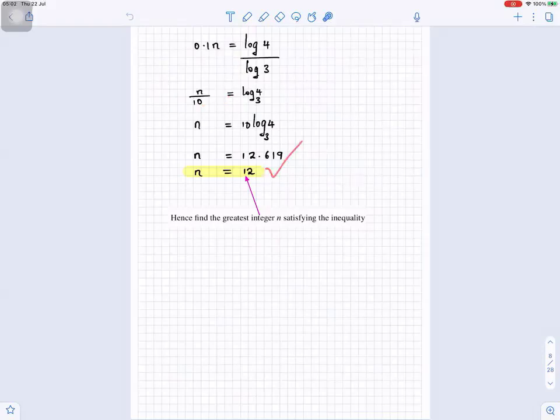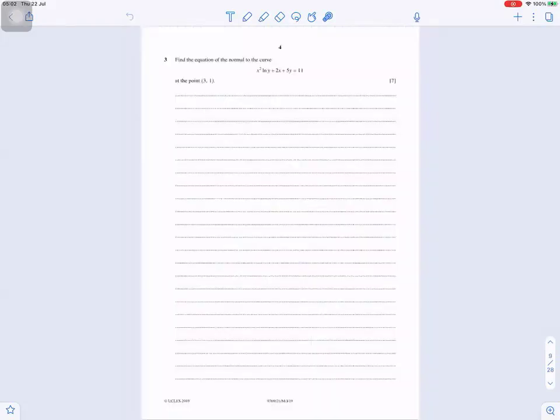That gives you n is equal to 12.619. So n is equal to 12, that's the greatest integer satisfying the inequality. Remember, you want to find the greatest. Question number 3.